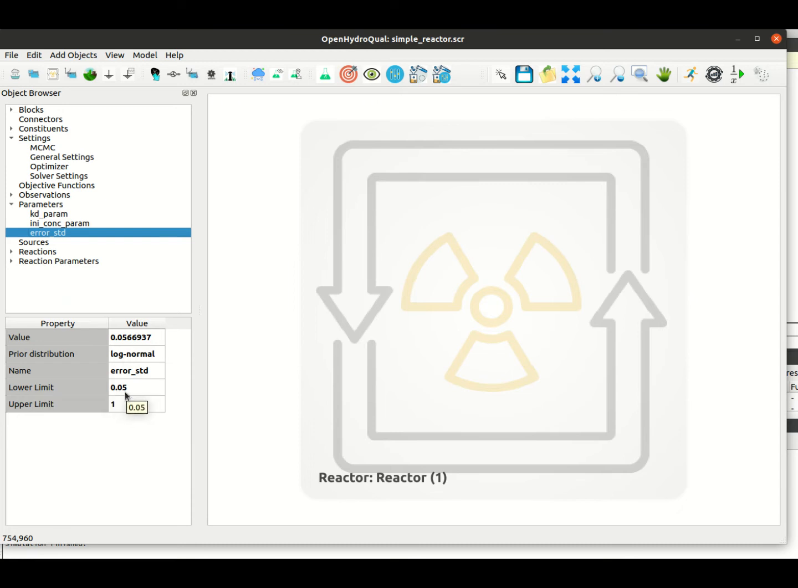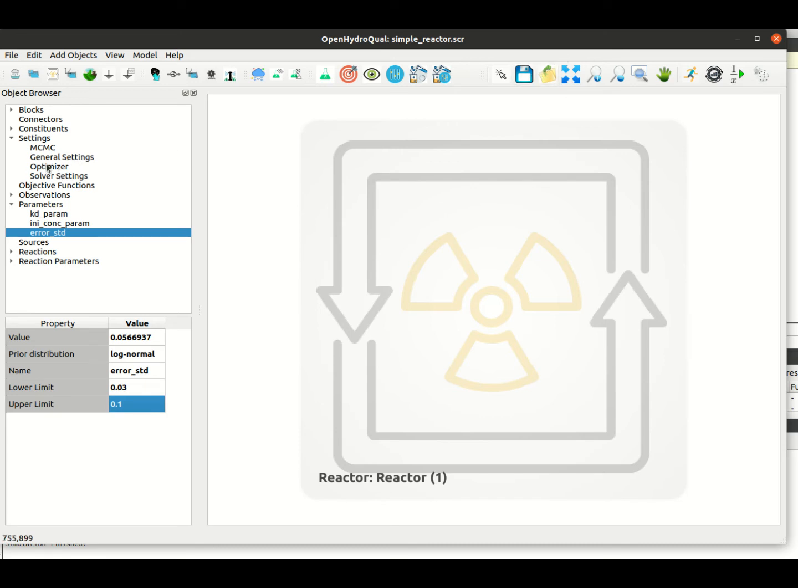So it may be a good idea now to change the limits of the error standard deviation. I'll change the lower limit maybe to 0.03, and I can also change the upper limit to maybe 0.1. Okay, so I'm going to save it.